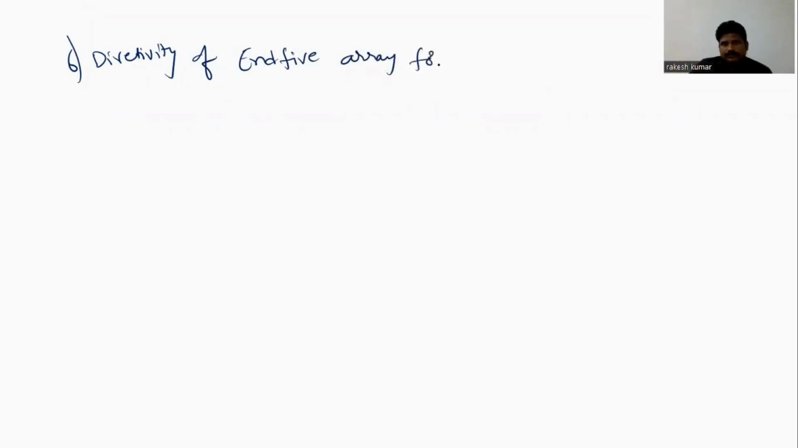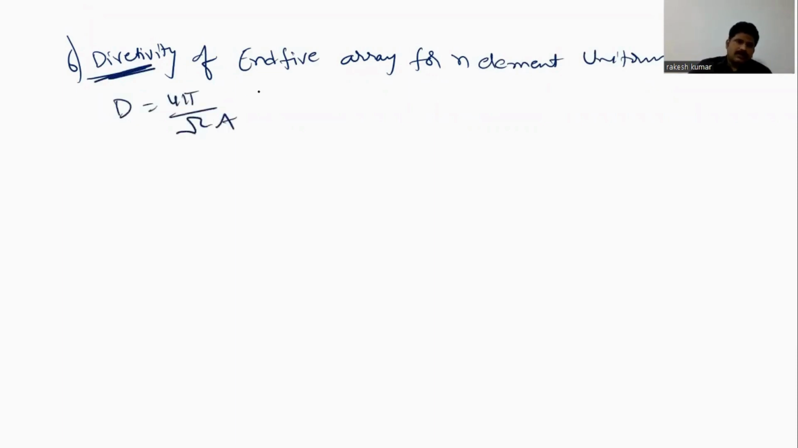For the n element array, directivity. Okay, so now that we know directivity is equal to 4 pi by sigma.